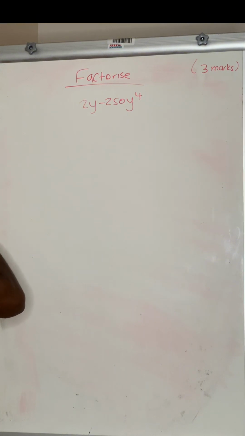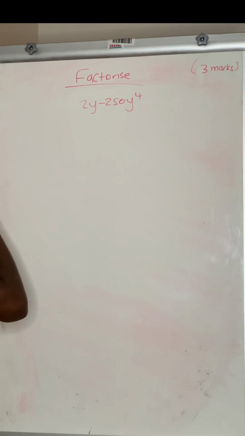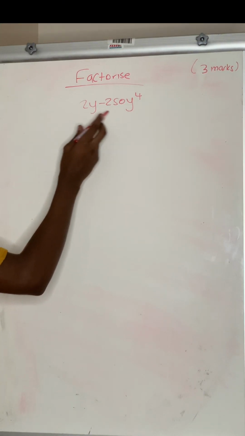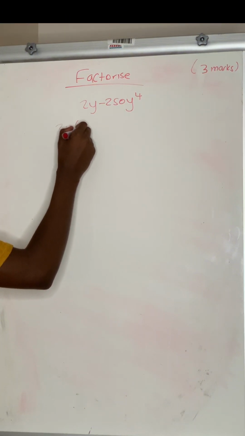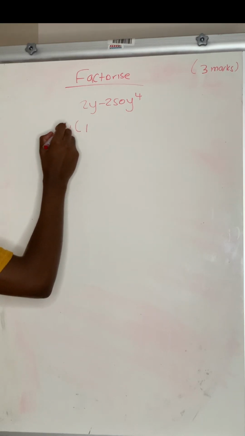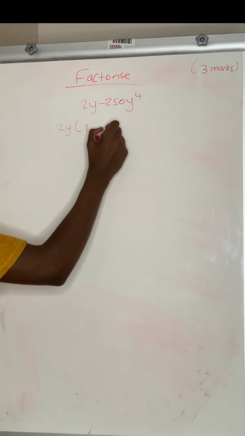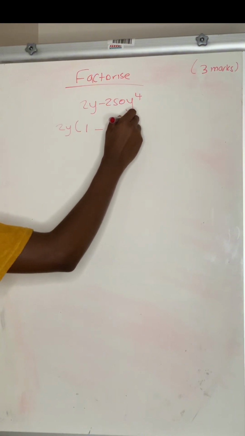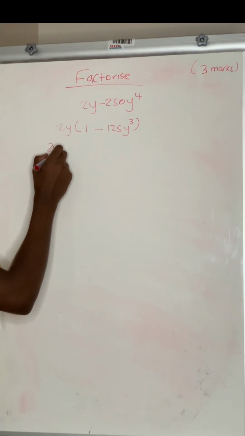Now this is also a very interesting question. We're about to factorize for 3 marks 2y minus 250y exponent 4. So we're going to factorize this fully. So the common factor here is 2y, okay, and then 2y into 1, because 2y divided by 2y is 1, and then minus 250 divided by 2, that is 125, and then y exponent 4 divided by y, that is y exponent 3, okay. But we haven't factorized this fully.